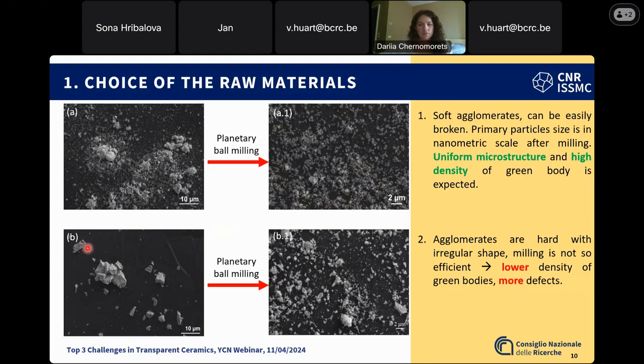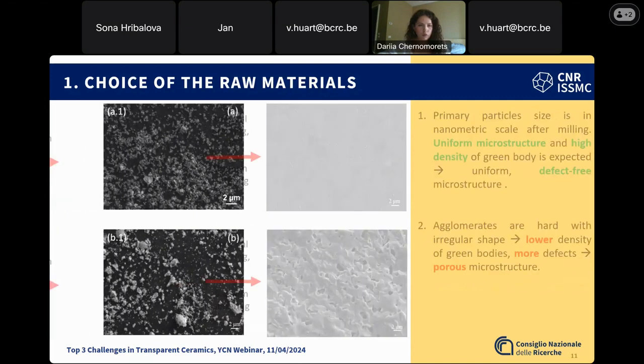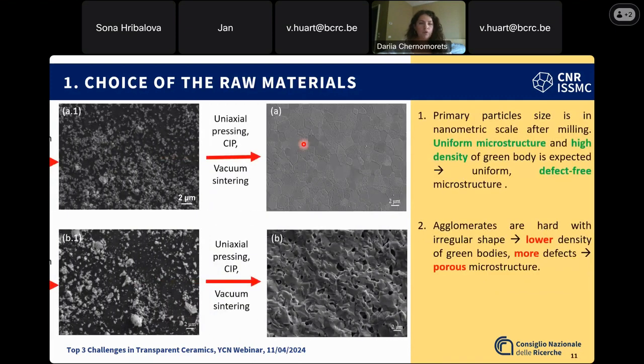In this case, a sintering aid was used, and we see quite a uniform microstructure without defects, at least here we can see them, and with lower grain size. And we can see that transparency, like optical properties, changes very significantly.